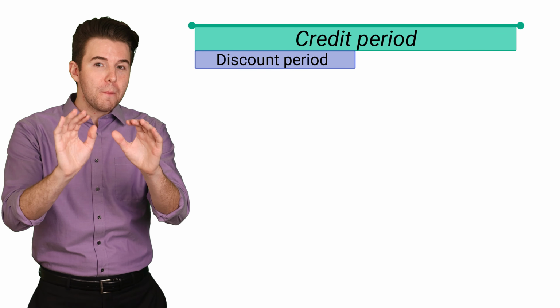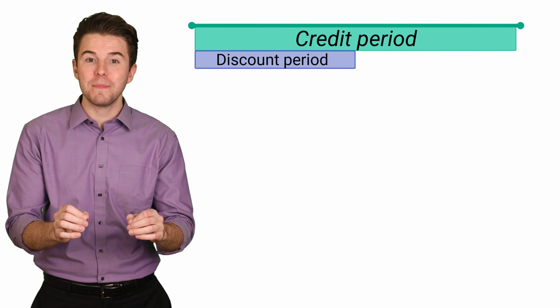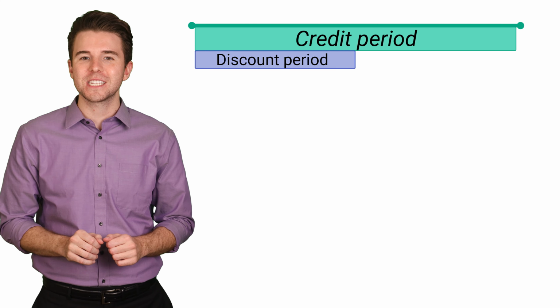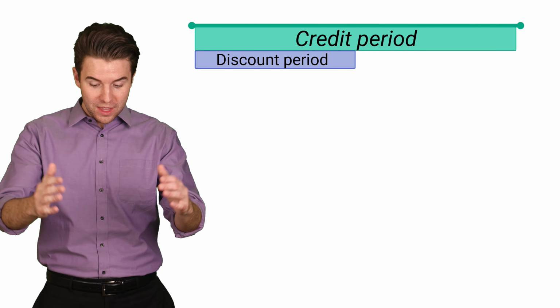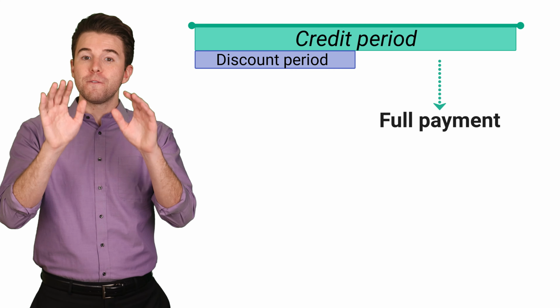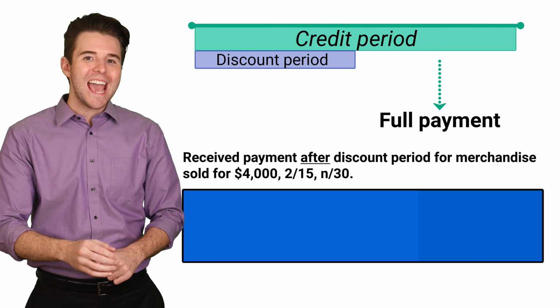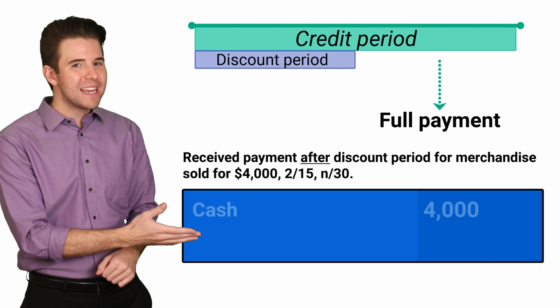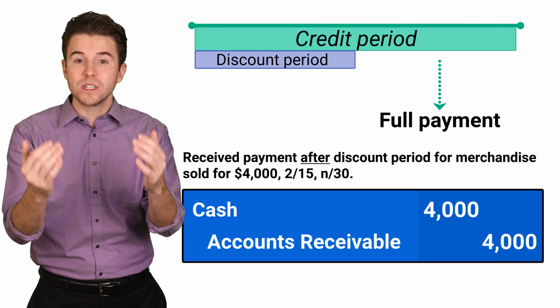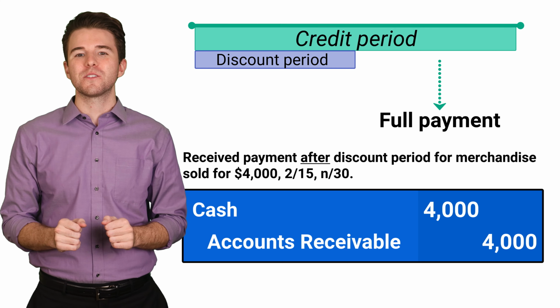Okay, so the entry we just discussed was if the buyer paid within the discount period. Now let's take a look at what happens if the buyer doesn't pay within the discount period, but instead pays within the 30-day credit period. In this case, we receive the full $4,000 payment from the buyer. In our entry, we debit cash for $4,000 as this is the amount received from the buyer, and credit accounts receivable for $4,000 because the buyer no longer owes us for the merchandise.